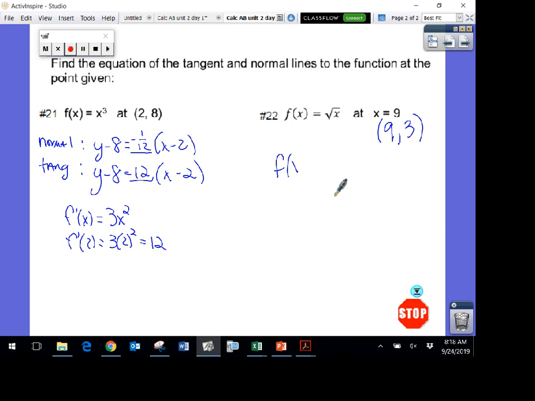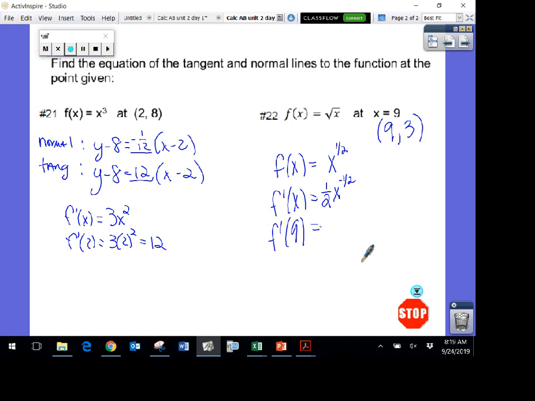If you need to rewrite this, f of x equals x to the 1/2. Just be sure if you rewrite it, you don't write f prime. That is not f prime yet. All I did was rewrite this using an exponent so that I can take the derivative of it. So it's ready to do that. So f prime of x, bring the 1/2 down. It's just the power rule. 1/2 x to the 1/2 minus 1, so negative 1/2. And we want to know at 9, so that's f prime of 9.